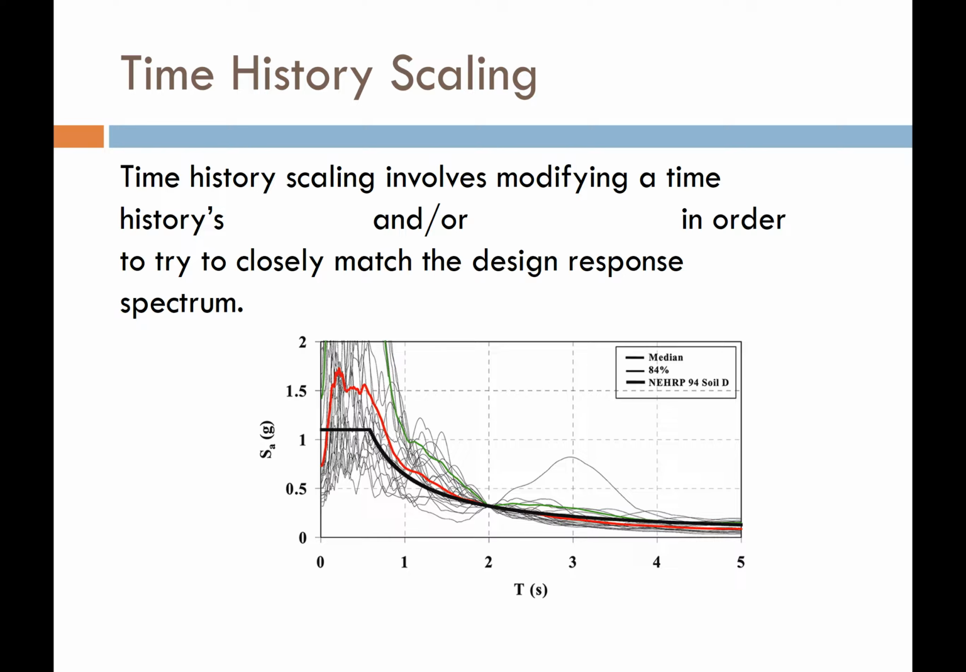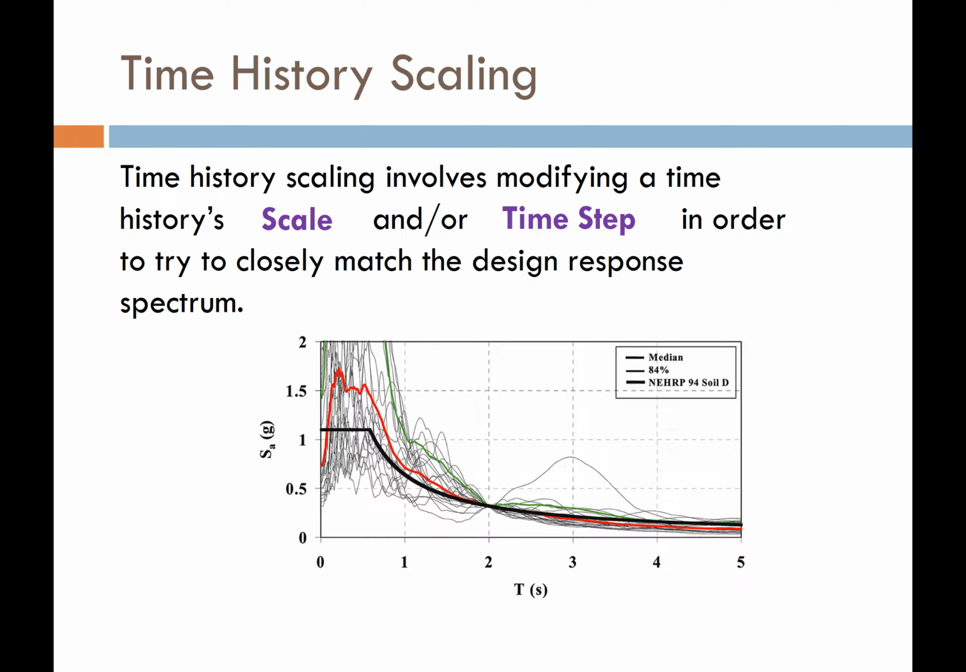Let's first talk about time history scaling. So when I say scaling, really what I'm talking about is adjusting the time history's scaling factor. So that would be scaling its spectral accelerations across the board, and/or adjusting the time history's time step to try to shrink or fudge the period of our response spectrum to try to meet some sort of target.